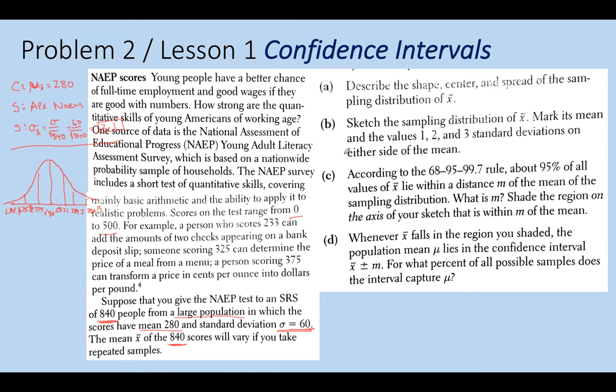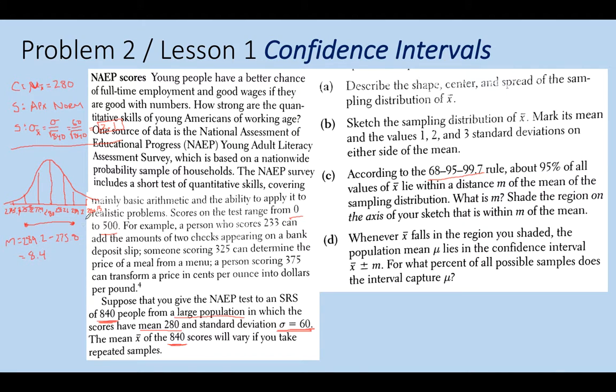So now for part C, now we're getting into some stuff from this chapter. According to our 68, 95, 99.7 rule, 95% of all the values of x bar lie within a distance m of the mean of the sampling distribution. What is m? So 95% is going to be in between the top and the bottom two standard deviations. And so what is the difference in between here and here? And so we'll just say m is equal to, well, let's see, we'll just say 284.2 minus the standard deviation, two standard deviations away on the other side, 275.8, and that would be 8.4.